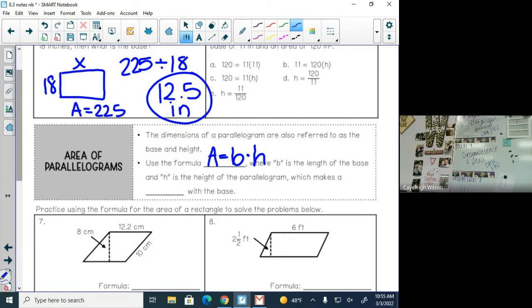All right, now, area equals base times height. So B is the length of the base. The base, that word, is the bottom. And H is the height of the parallelogram, which makes a 90-degree angle with the base.